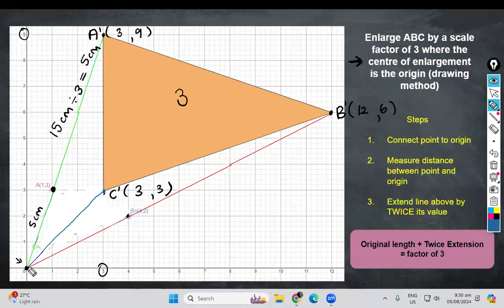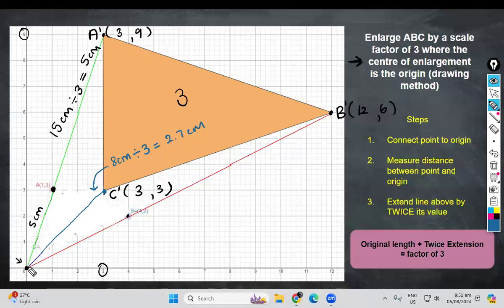For the blue, which is C prime, let's say we measure the length of that line. Let's say the length of that line was 8 centimeters. We know it got 3 times larger, so the original line's length is supposed to be 3 times smaller. So you would take the 8 and divide it by 3. So 8 divided by 3 is roughly 2.7 centimeters.